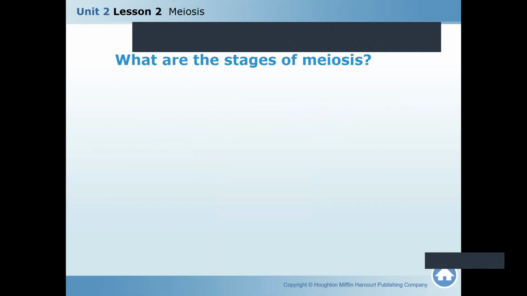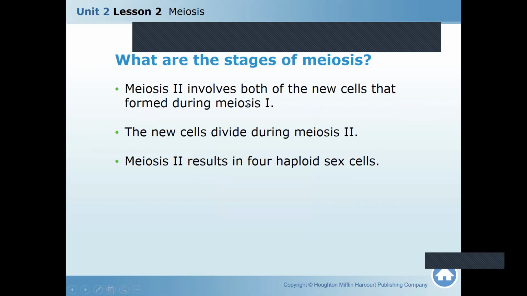Okay. Now, meiosis 2 involves both of the new cells that form during meiosis 1. What happened at the end of meiosis 1? The end was telophase 1, right? At the end, the cell divided, right? Now stage 1 finishes and stage 2 starts again with prophase 2. Understood? So meiosis 2 involves both the new cells that form during meiosis 1.